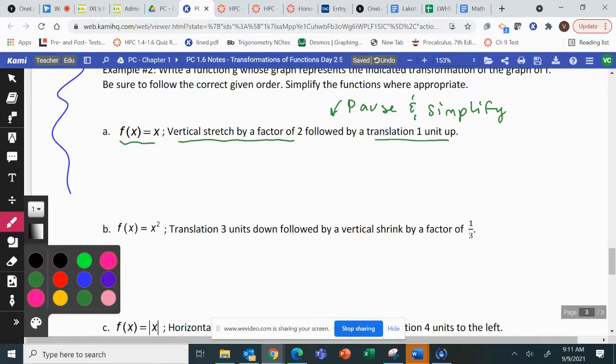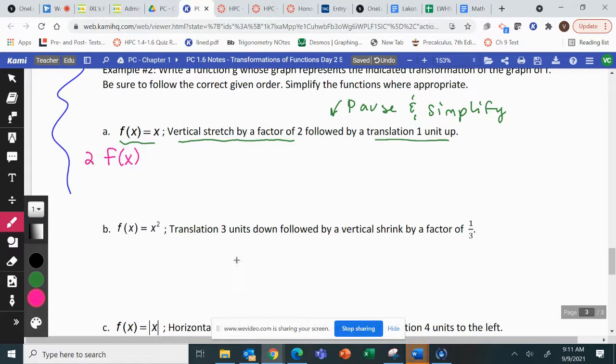Let's see, that's going to mean that my f of x is going to be multiplied by 2. So when we have a vertical stretch, it goes on the outside. It's the exact same number when it's vertical. So I do 2 multiplied by the function x, and then I pause and I simplify. What is 2 multiplied by the function x? 2x. So far we have 2x.